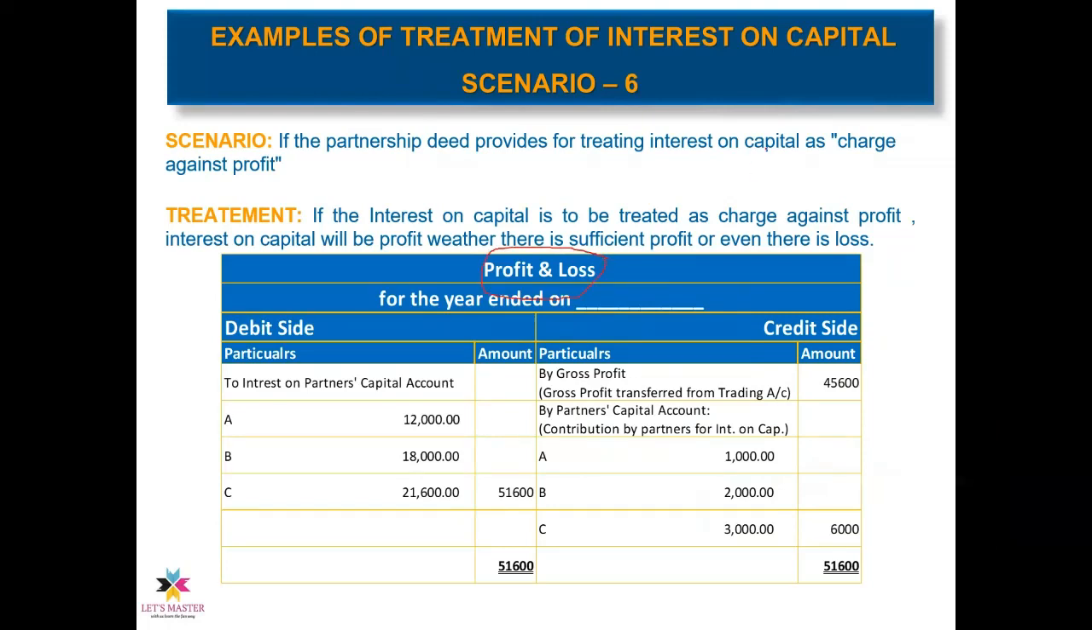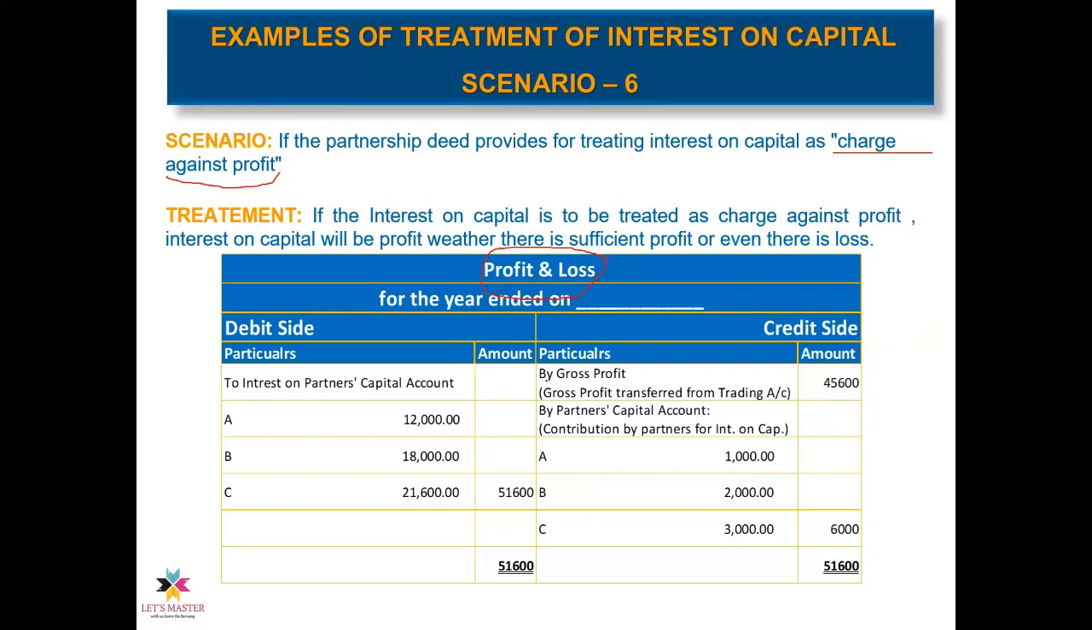here. You see, we have prepared the profit and loss account and not the profit and loss appropriation account, if the partnership deed provides for treating the interest on capital as charged against profit. So if the interest on capital needs to be treated as charged against profit, then interest on partners' capital would appear in the profit and loss account and not in the profit and loss appropriation account.